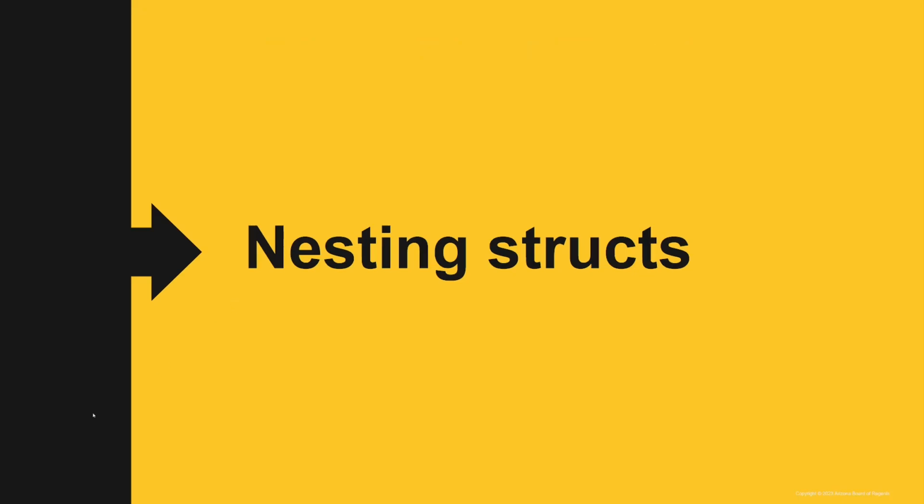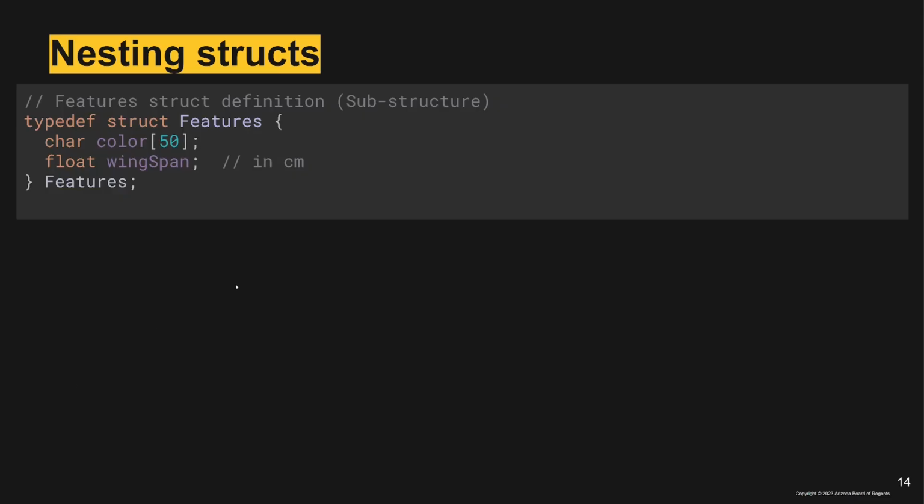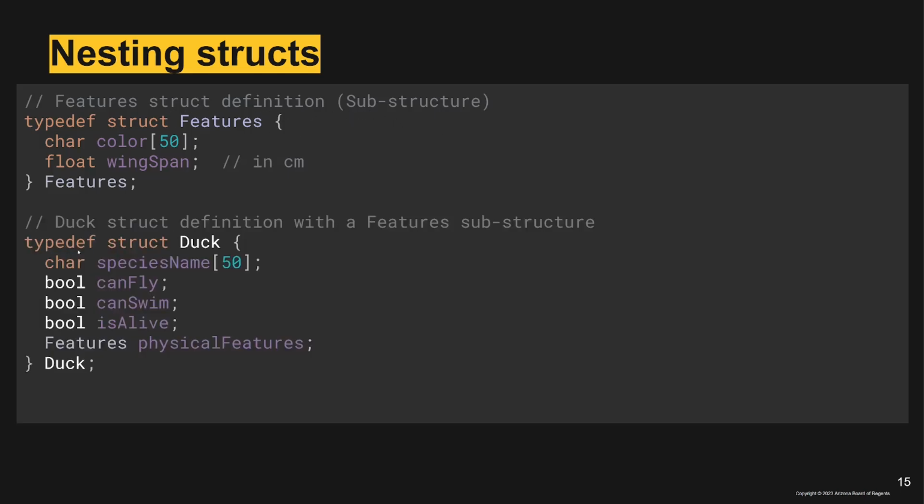Now we can also nest structs within one another. This is an example of how to nest a struct, and we will start with the substructure features. And then in the actual struct, what we do is we still define it the same as we did before, and then we do features, physical features. So this nests the substructure within there.